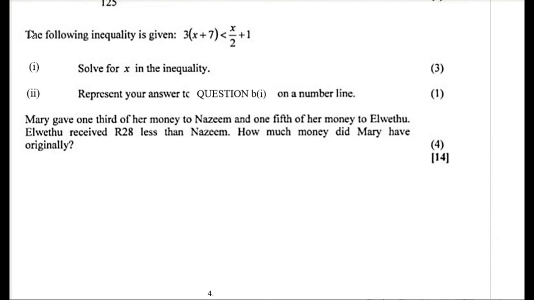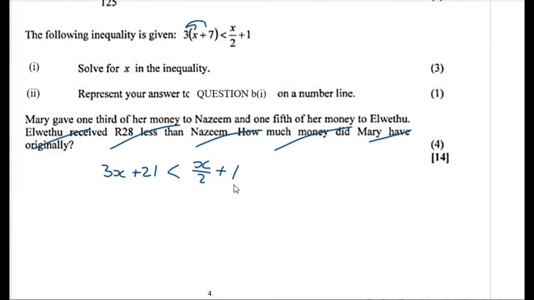I want to make sure you understand, if I multiply the 3 in, I'm not creating more x's. I'm just getting that x so that I can separate it from the 7. At the moment it's in the brackets with the 7. So that's our first step. We are going to multiply out. I'm going to write it underneath. So we've got 3x plus 21 less than x over 2 plus 1.